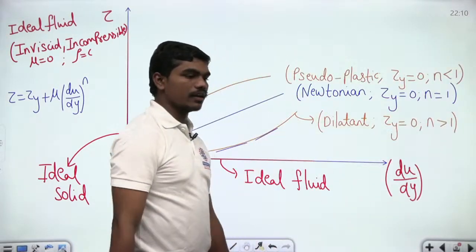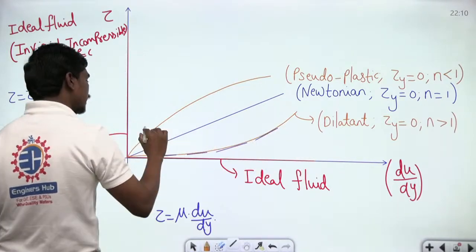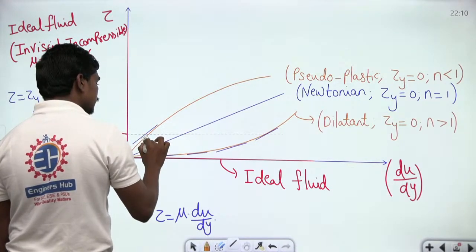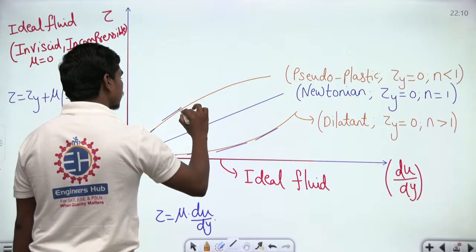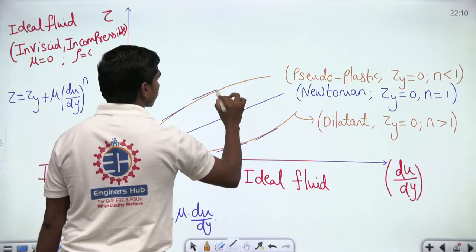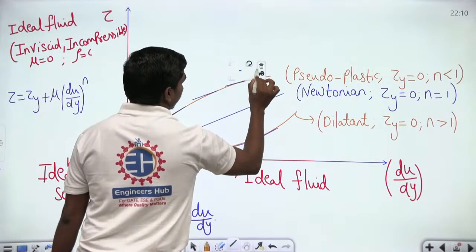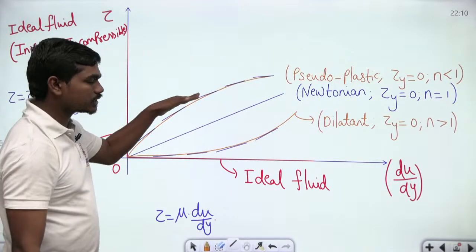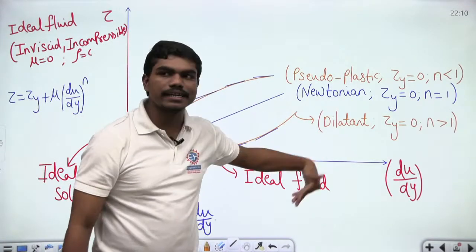and in case of pseudoplastic fluids, your tau y is again 0, but your n value is less than 1. Correct? This is what we have seen, and you can see clearly with time, as your shear rate increases, your viscosity, which is initially a bit high, starts decreasing. Correct? Its slope starts decreasing. You can see clearly here, the slope starts decreasing, and almost here it gets flattened. Okay, that's what you have seen. So basically your apparent viscosity keeps on decreasing as your shear rate increases.